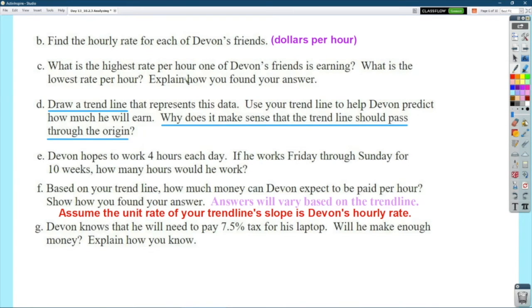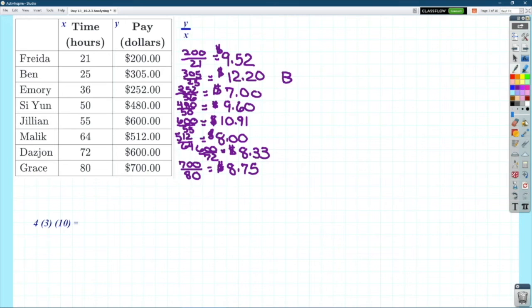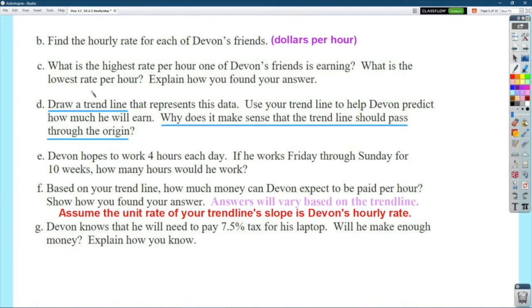It says, what is the highest rate per hour one of Devin's friends is earning, and what is the lowest rate per hour? So we got our unit rates, so we're going to go back and look. Ben appears to be making the most, so he would be the highest amount. And as we look down here, it looks like $7 is the lowest. So that means Emery is making the lowest amount. So we have $12.20 and then $7, the highest and the lowest.